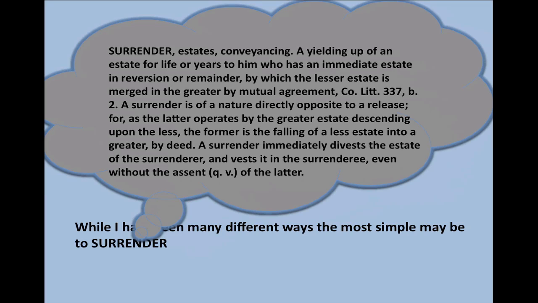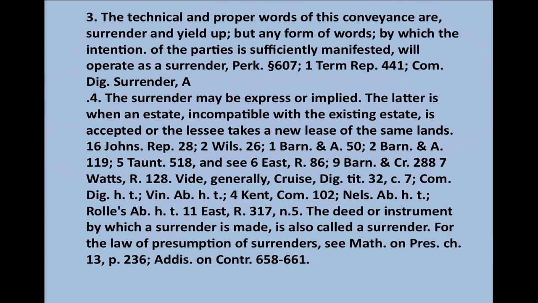A surrender is of a nature directly opposite to a release, so they're not releasing us, because a release operates by the greater estate descending upon the less, but the former is the falling of a less estate into a greater by deed. So we need a deed of surrender, and a surrender immediately divests the estate of the surrenderer and vests it in the surrenderee. That seems like the correct way to do it, as far as I can see.